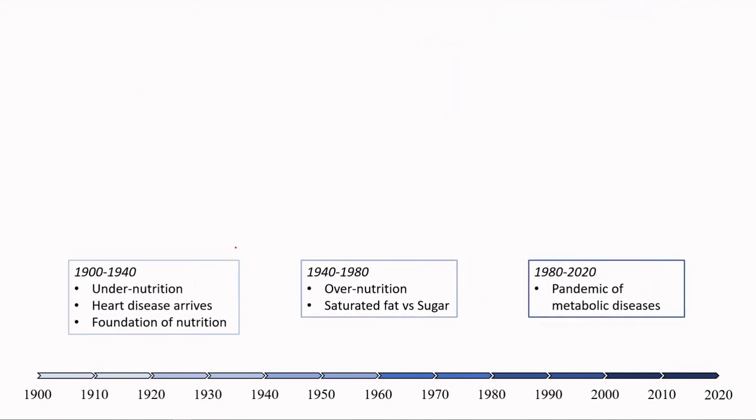To sum up the 20th into the 21st century, we identified and treated nutritional deficiencies via fortification. We then developed hyperpalatable foods which fueled our metabolic epidemic. The debate regarding saturated fat or sugar as the primary etiology of cardiovascular disease and metabolic disease at large continues to rage. And finally, we are in the midst of a massive pandemic of metabolic disease currently.